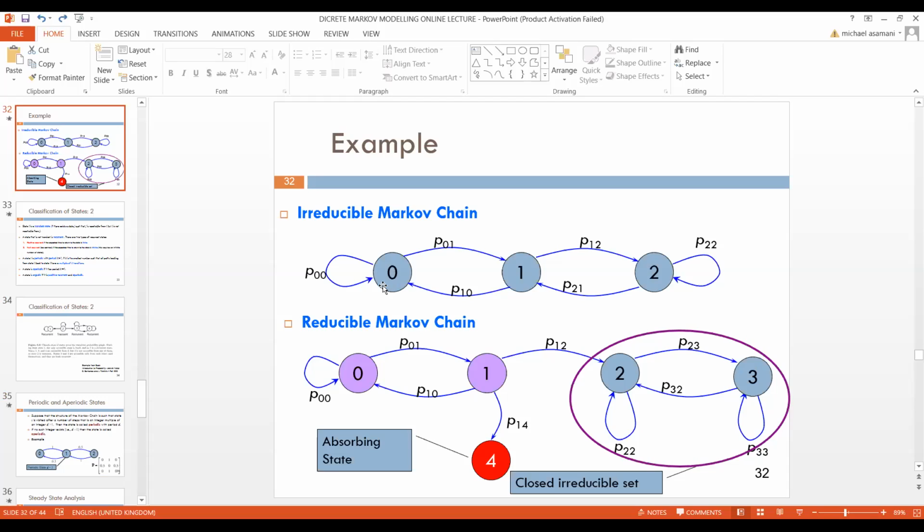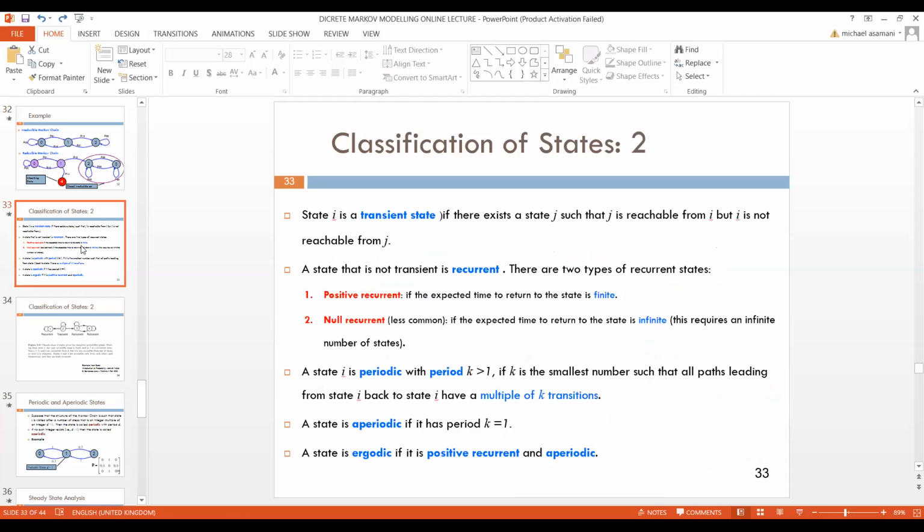Periodic. There is another movement which we can consider. That would be one, two, three, and four. So in here, we have k to be four time steps to return back to the state zero. Good. Now, if k is not greater than one, then we say that the state is aperiodic. So you take note of that.